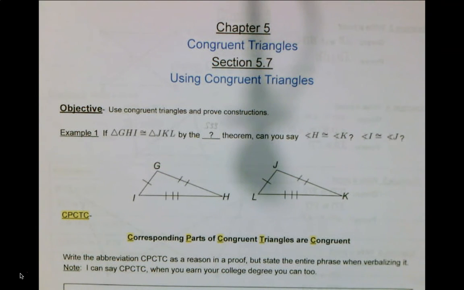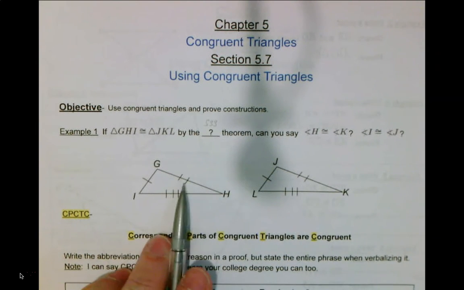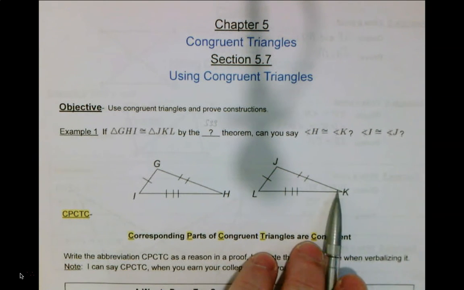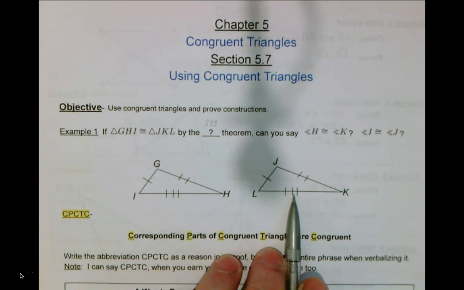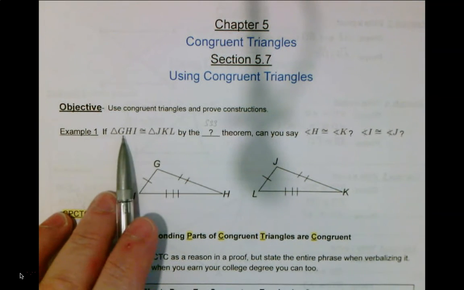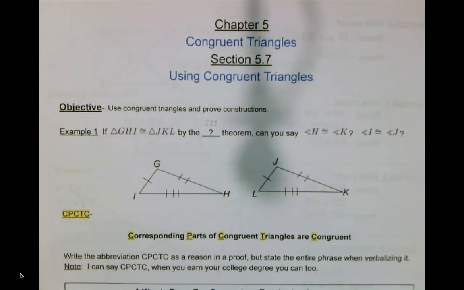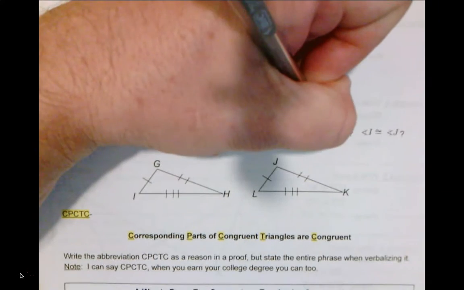Can we say that angle H is congruent to angle K? Well, angle H has 2 tick marks on the right and 3 tick marks on the left. Angle K has 2 tick marks on the right, 3 tick marks on the left. They correspond to each other. They do match up. So yes, we can say that angle H is congruent to angle K once we have said that the 2 triangles are congruent to each other, because then all the other pieces parts must also be congruent. So yes.